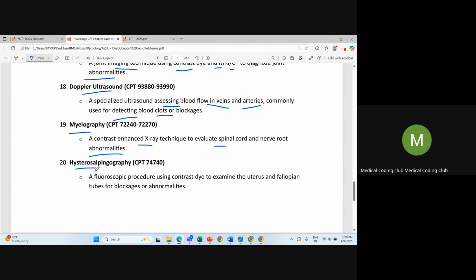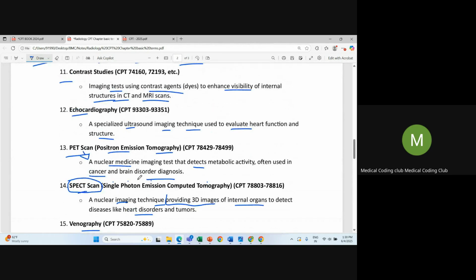Next is hysterosalpingography. This is a fluoroscopic guided procedure using contrast dye to examine the uterus and fallopian tubes for blockages or abnormalities. To examine the uterus and fallopian tubes, they will order this particular technique. So these are a few common basic procedure terminologies or techniques that you could see in radiology procedures.